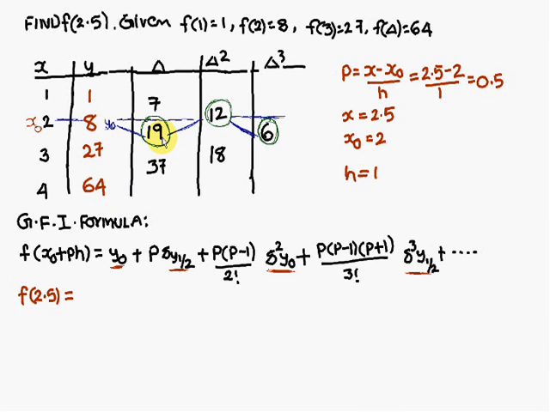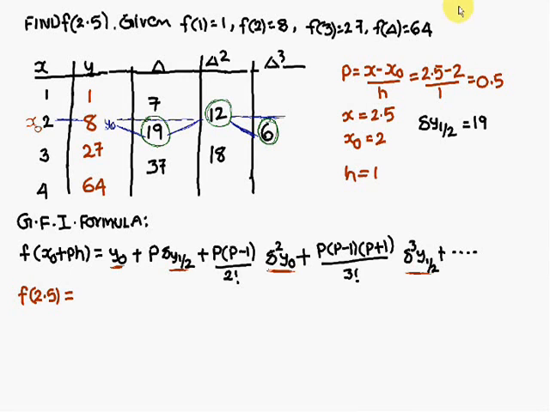So this next delta y 1 by 2 is nothing but 19. Next, this 12 is nothing but delta square y naught. Next, this 6 is nothing but delta cube y 1 by 2. So what is in the Gauss forward interpolation formula? Always the lower triangle values. Lower triangle values means these values only you have to substitute in the formula. Then you will get the answer.